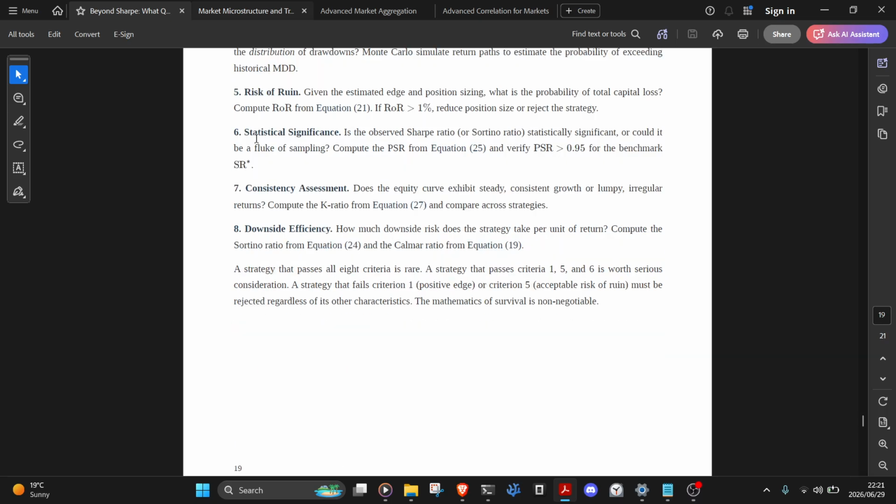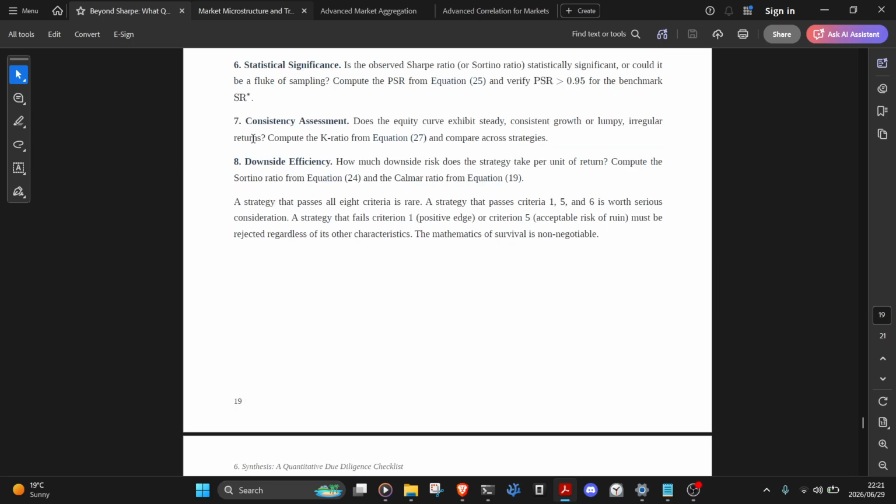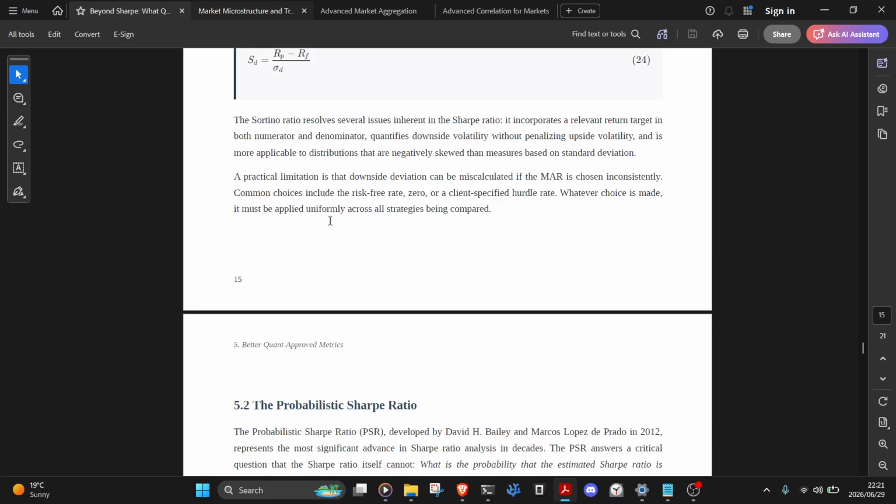Number 8, downside efficiency. How much downside risk does the strategy take per unit of return? Compute the Sortino ratio from equation 24 and the Calmar ratio from equation 19. Let's go look at those. Essentially, equation 24 is the Sortino ratio, and equation 19 is the Calmar ratio.